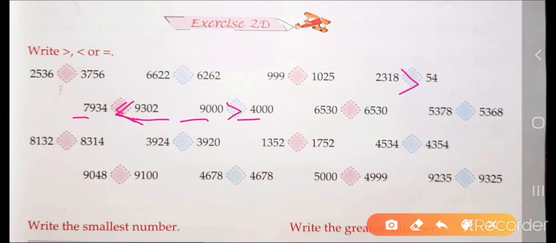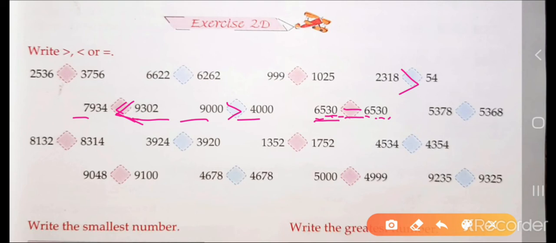Okay. Again just check the thousands place. This is same. Hundreds place, this is also same. Tens place, this is also same. And ones place, this is also same. Then all digits of both numbers are equal. Then we will put this symbol. Okay. Of equal.